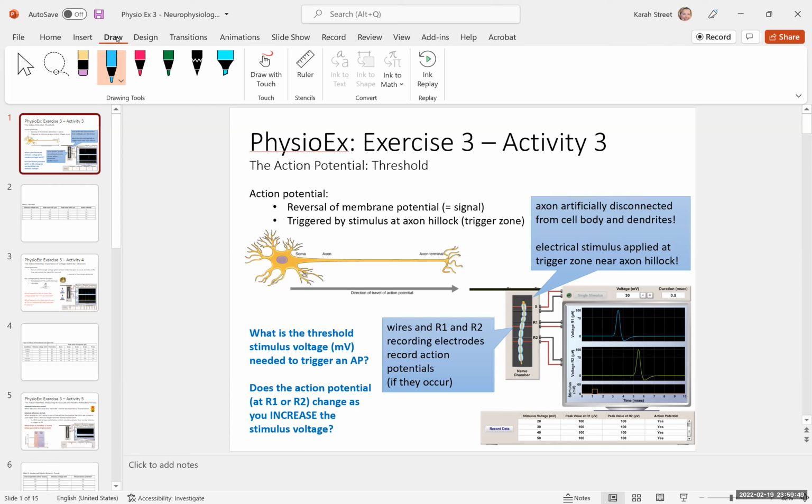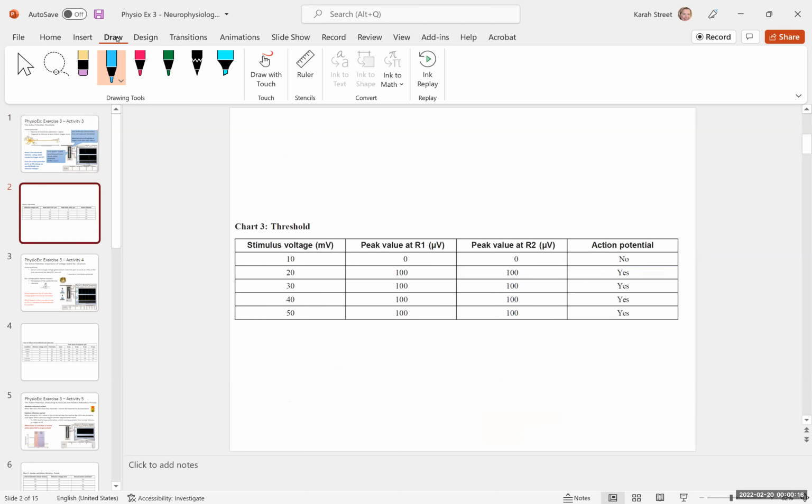And what we're going to see is, once we find the threshold voltage, do we see an action potential at recording electrode 1 and also at recording electrode 2? Because an action potential is an all or none. And once it's initiated at one point in the axon, it should continue further down the axon. So let's look at our data.